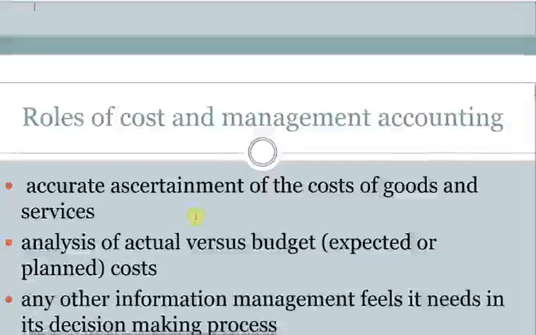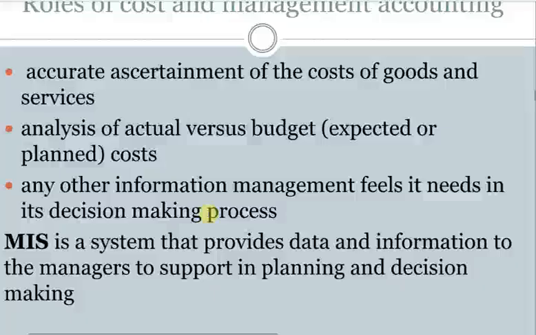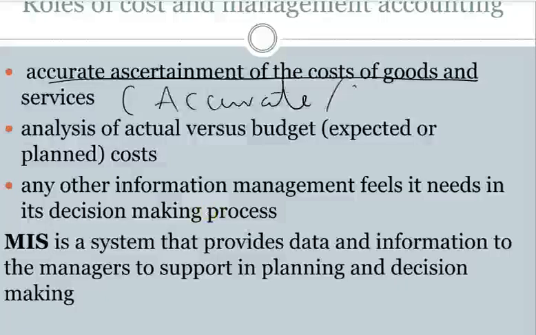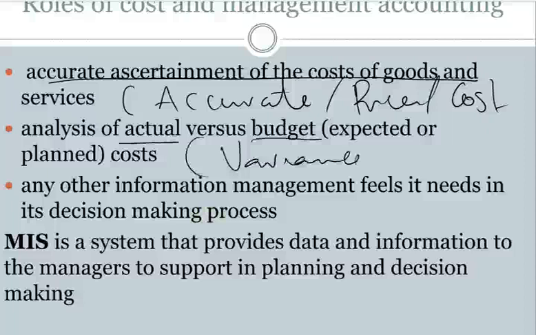So let us look at the roles of cost and management accounting. So there are three main roles. The first one is to accurately ascertain the cost of goods and services. So cost accounting will help us to come up with accurate cost or accurate prices or cost. Second thing is it will help us to analyze actual versus budgeted. We'll look at this when we are talking about various analysis. And lastly, any other information that management feels is important for them to make decisions. So those are the roles.